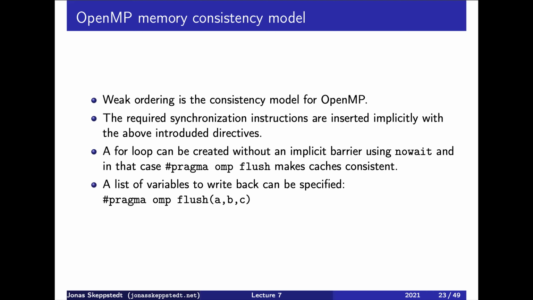Okay, we can create a for loop without an implicit barrier, and then we use nowait. And then to get the caches consistent, we have to use the flush directive, and then we write the set of variables that should be written back.